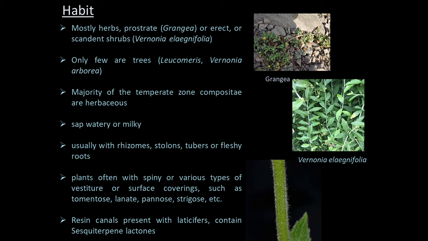The majority of temperate zone Compositae are herbaceous, with sap watery or milky, usually with rhizomes, stolons, tubers, or fleshy roots. Plants are often spiny or with various types of hairs or surface coverings such as tomentose, lanate, pannose, strigose, pilose, etc. Resin canals are present, and latex cells contain sesquiterpene lactones.